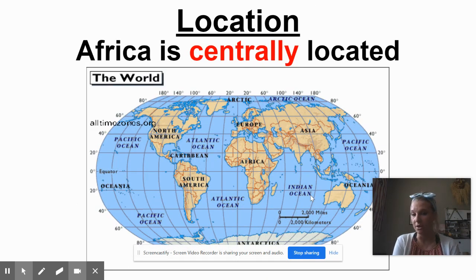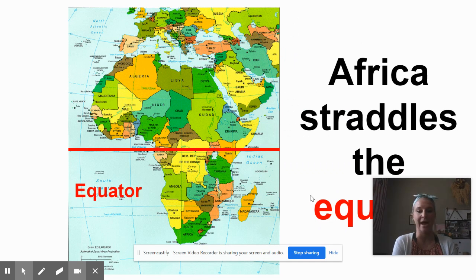Africa is centrally located. If you're looking at our globe, you will notice that Africa is pretty much right dead in the middle of everything. I always think of Africa as like an elephant ear because I know that elephants live there, and that's one way that I remember which continent is Africa. Africa straddles the equator. Remember, the equator separates our world into the northern and southern hemispheres. What's unique about Africa is that half of it is in the northern hemisphere and half of it is in the southern hemisphere.